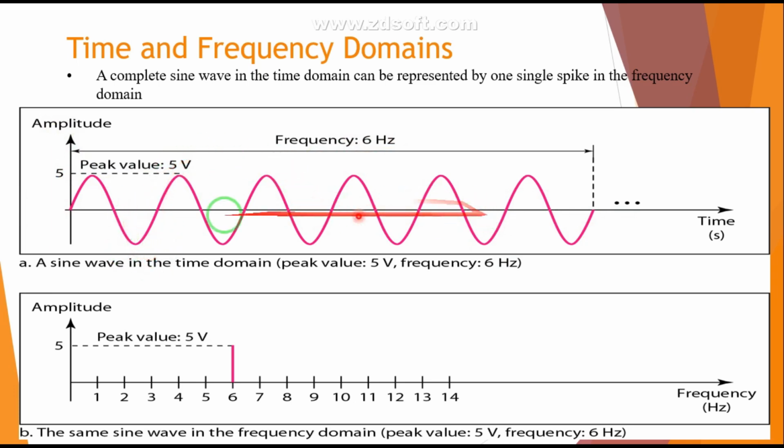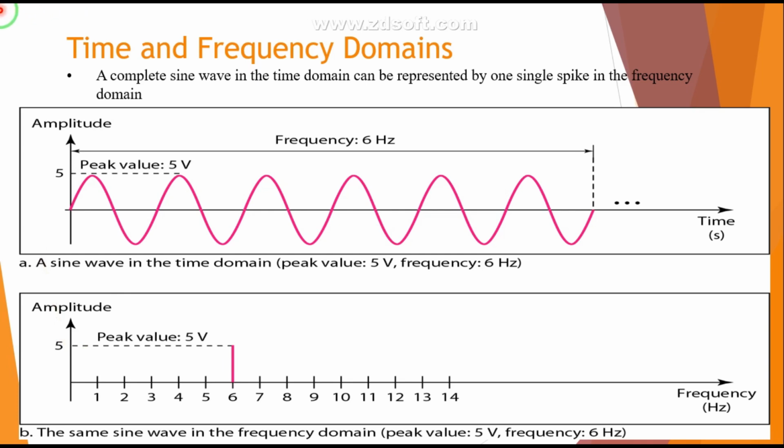So if you want to represent this sine wave, whose y-axis denotes its amplitude and x-axis denotes the time, that is a time domain plot. If you want to represent it in a frequency domain plot, you can represent this whole wave as a single spike which is at 6. Why 6? Because the frequency is 6 hertz. This x-axis is going to denote the frequency, and this is going to denote your what? Amplitude. Understood guys?